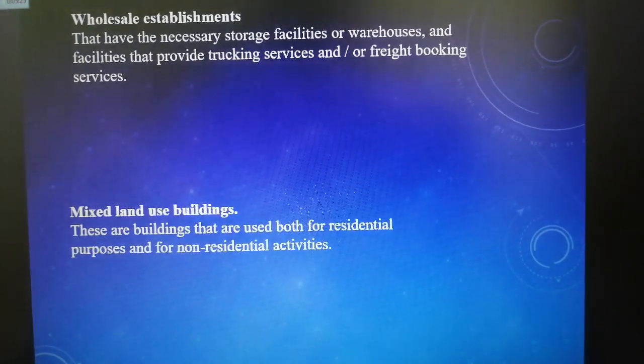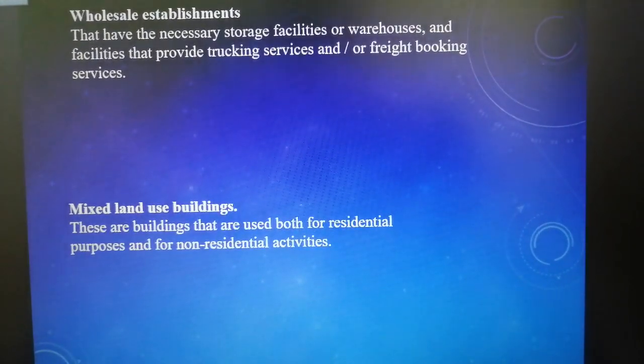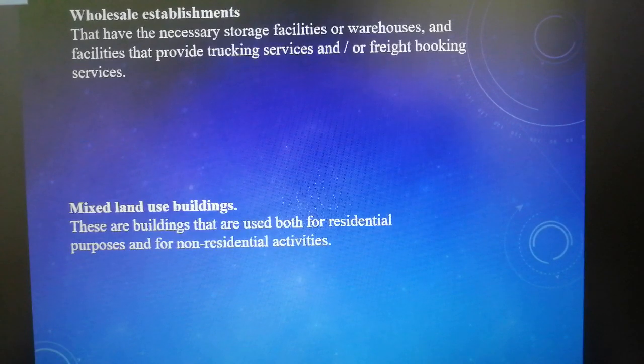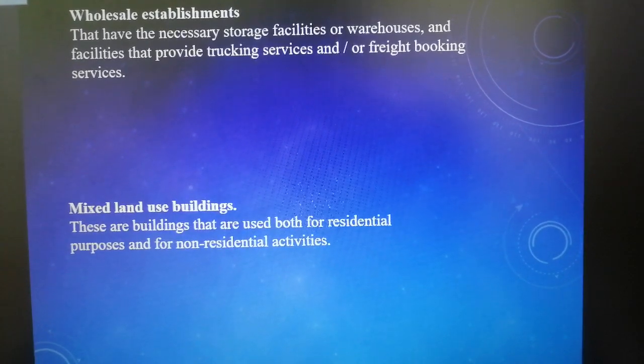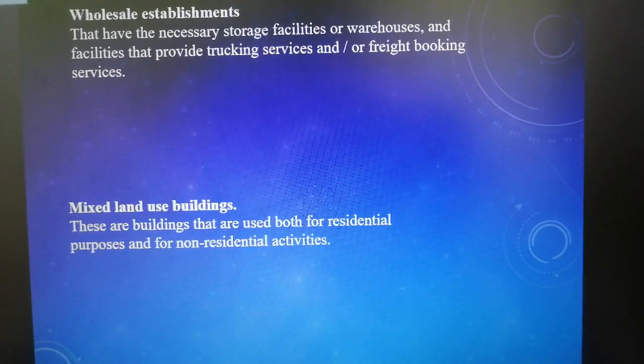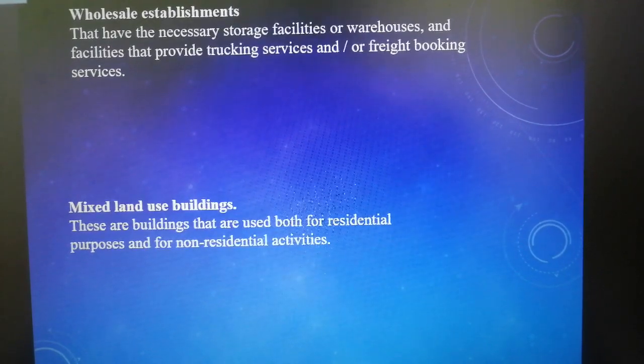Wholesale establishments that have the necessary storage facilities or warehouses and facilities that provide trucking services and or fleet booking services.